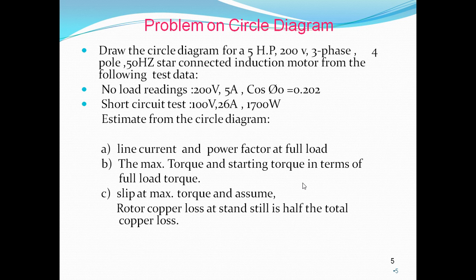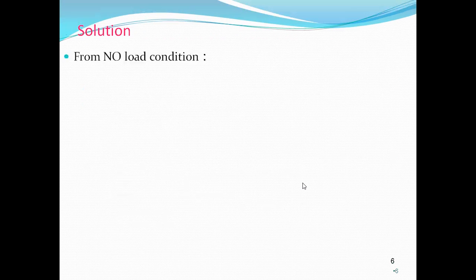So from this we have to calculate line current and power factor at full load, maximum torque and starting torque in terms of full load torque, and slip at maximum torque. First, from no load test we have to calculate the phase angle. That is phi naught is equal to cos inverse of 0.02, which is equal to 78 degrees.